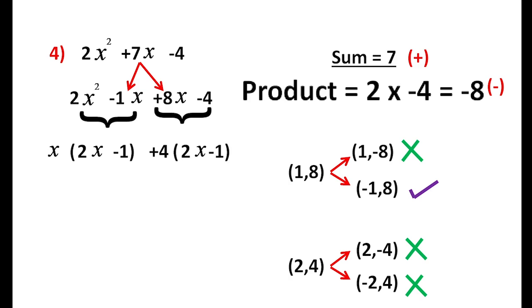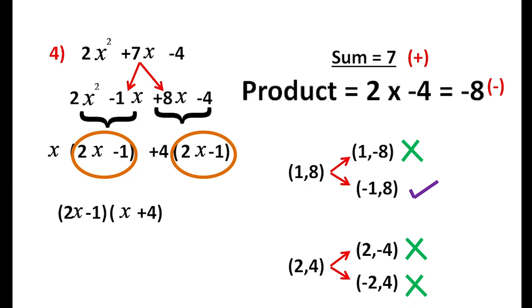See, 2x minus 1 is common in both the terms. That 2x minus 1 we have to take outside. The remaining x plus 4 we have to write in another bracket. So the factors are 2x minus 1 and x plus 4.